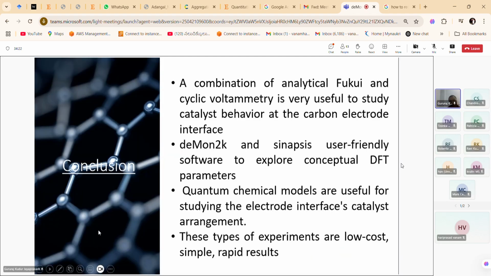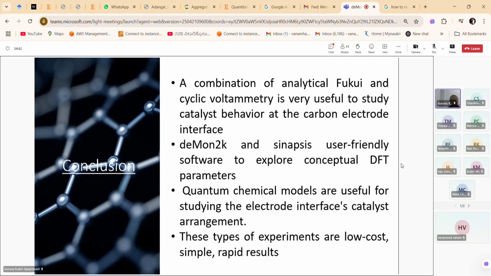Again, we got very good results. We are able to publish this again in the Journal of Molecular Liquids. And at the end, I would like to conclude that if we combine analytical Fukui function and cyclic voltammetry, we can understand what is occurring at the electrode interface very easily.